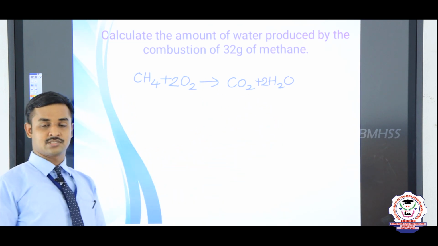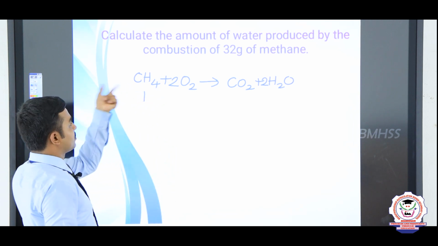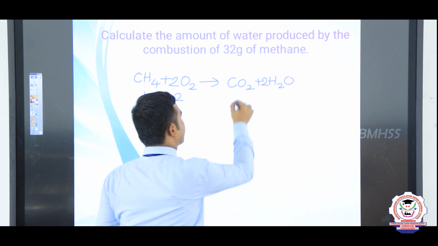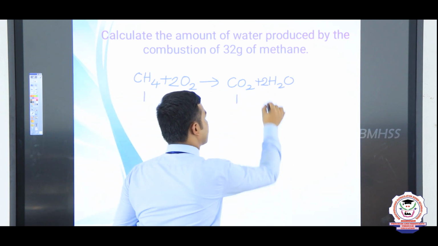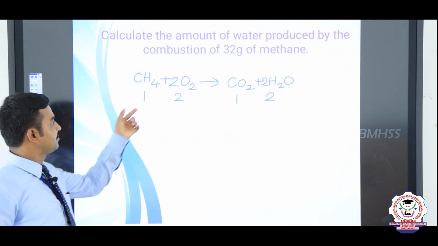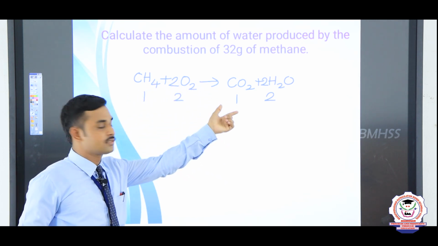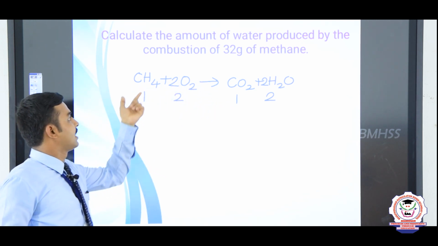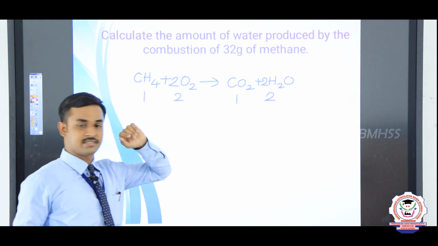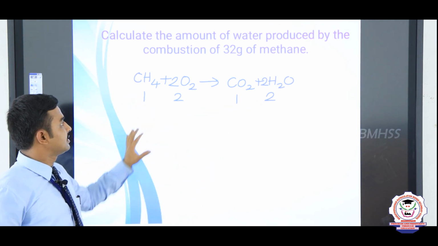This is the balanced equation. To find out the moles, CH4 contains 1 mole, oxygen contains 2 moles, carbon dioxide contains 1 mole, and water contains 2 moles. So, 1 mole of methane reacts with 2 moles of oxygen to produce 1 mole of carbon dioxide. Additionally, 2 moles of water are produced in this reaction.